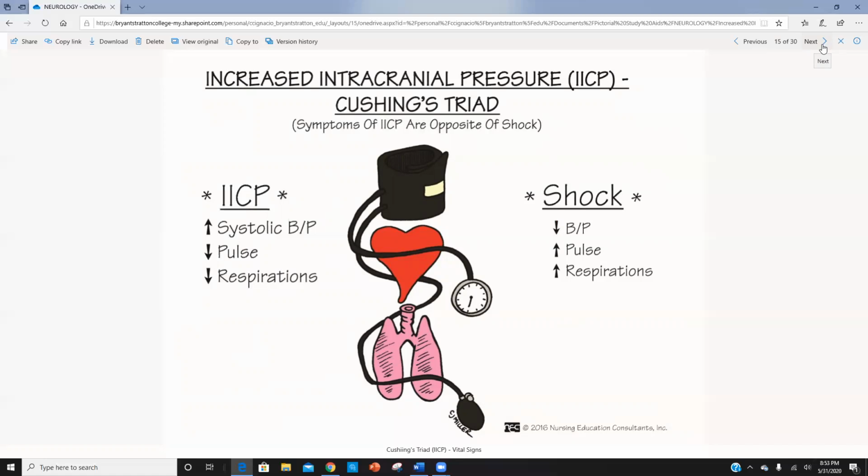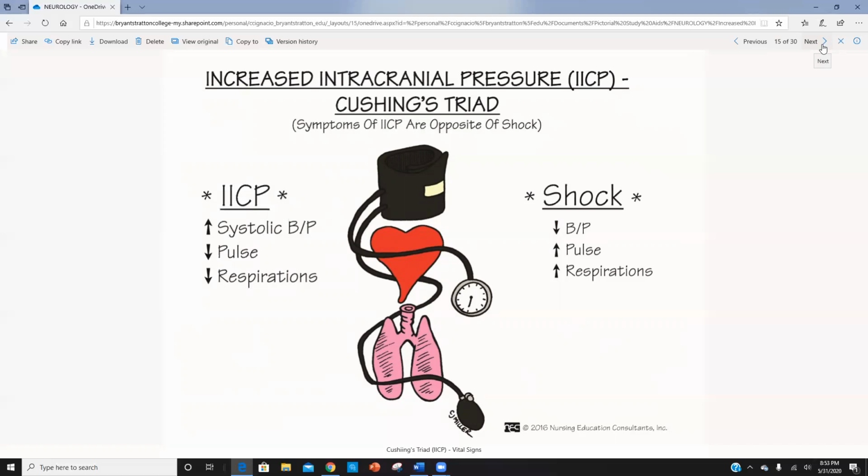Decrease the environmental stimuli. Intensive care may be required when you're monitoring the ICP. Medications: avoid opiates and sedatives unless ventilated. Okay, they will restrict neurological assessment.